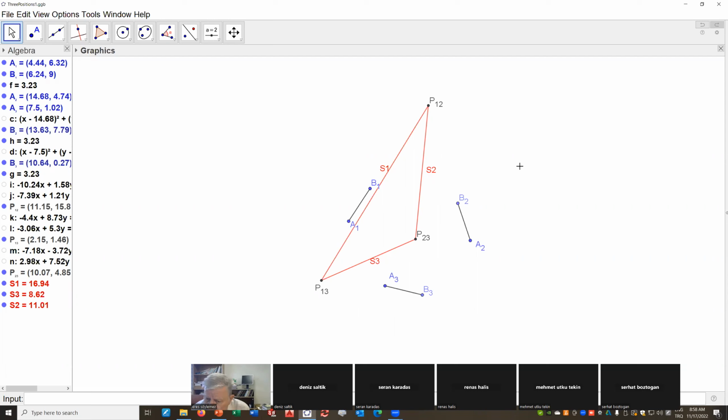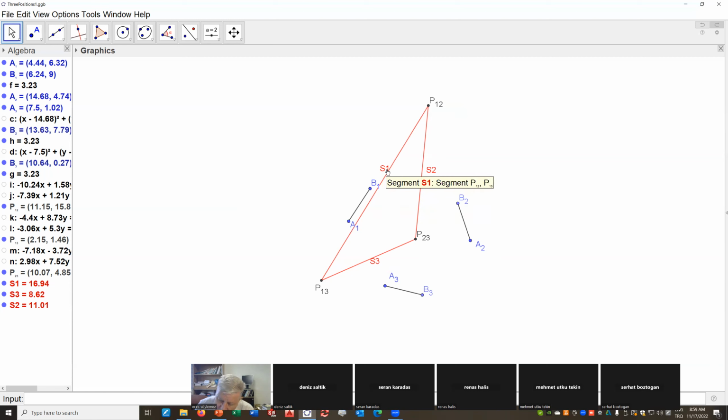I have 3 positions: A1, B1, A2, B2, A3, B3, as you see over here. I have obtained this pole triangle, these poles, by drawing the perpendicular bisectors to A1, A3, B1, B3. I determined P13. By determining the intersection of the perpendicular bisectors to A1, A2, B1, B2, I determined P12.